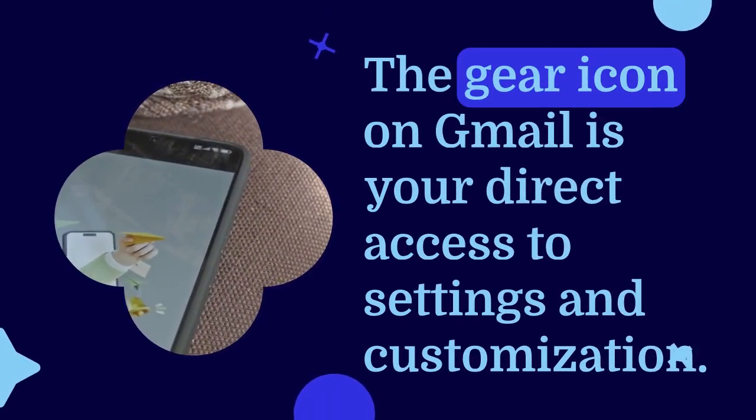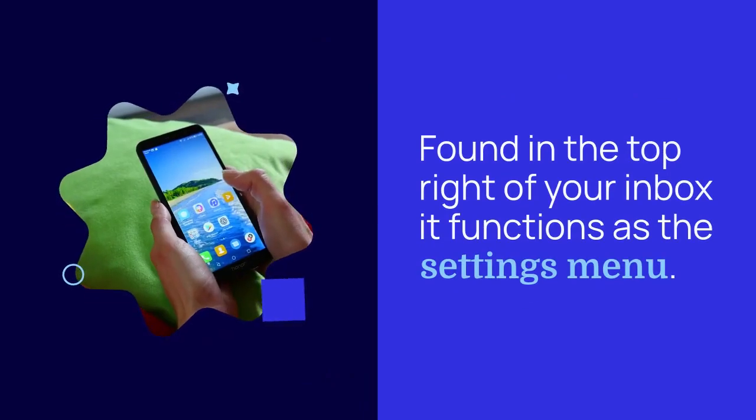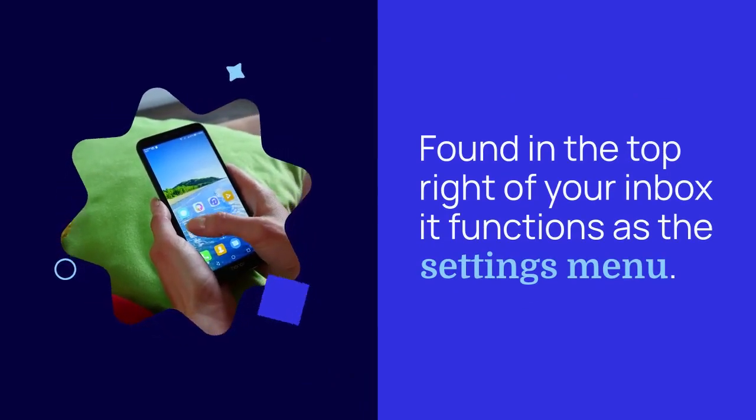Let's jump in. The gear icon on Gmail is your direct access to settings and customization. Found in the top right of your inbox, it functions as the Settings menu. Clicking it opens a panel of options to personalize your Gmail experience.